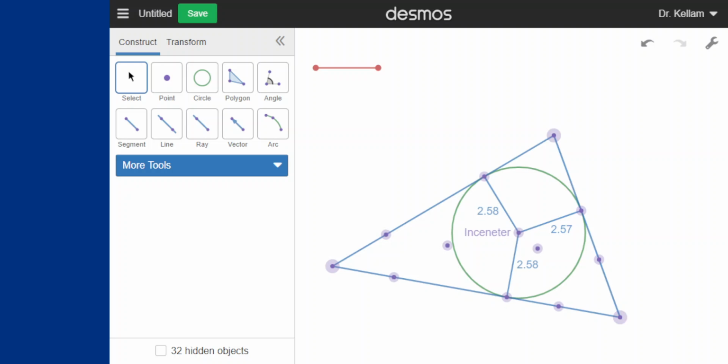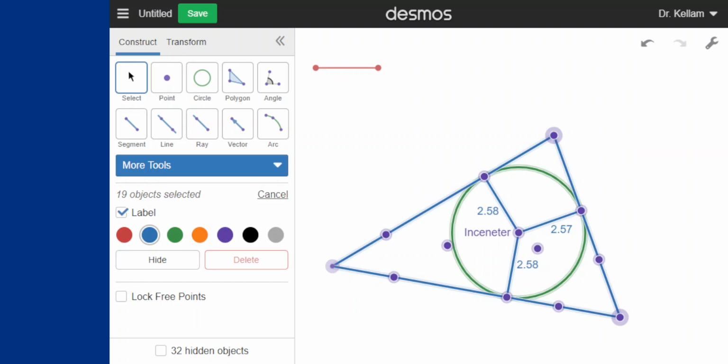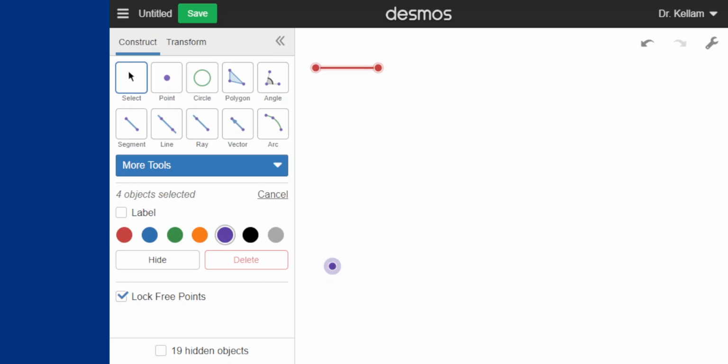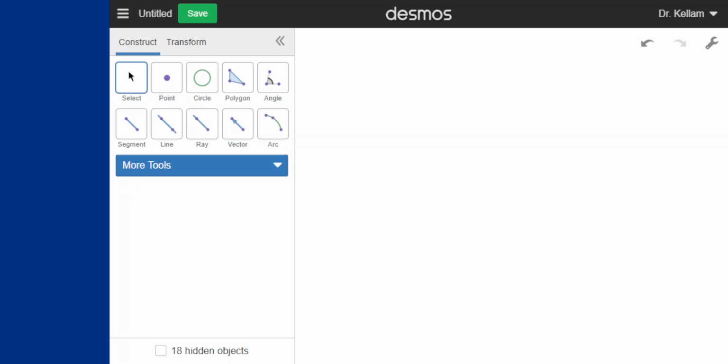Yeah, it's rounding at this point. But the incenter is the point where the three angle bisectors of a triangle intersect, and they allow us to inscribe a circle.